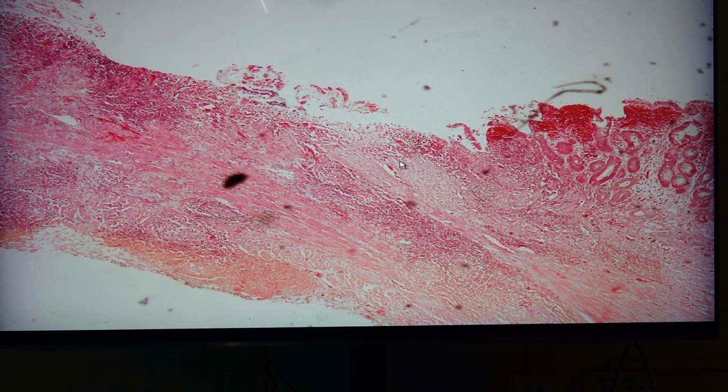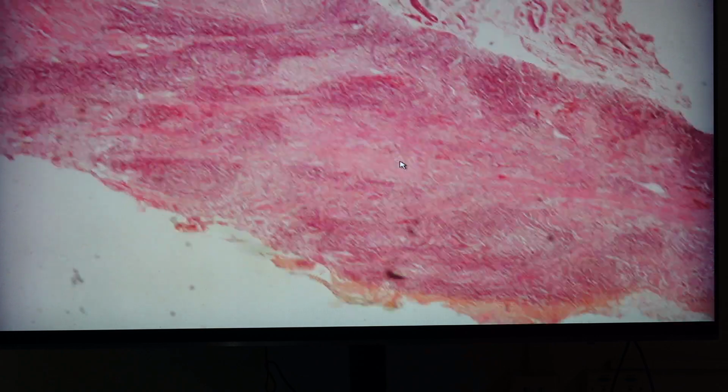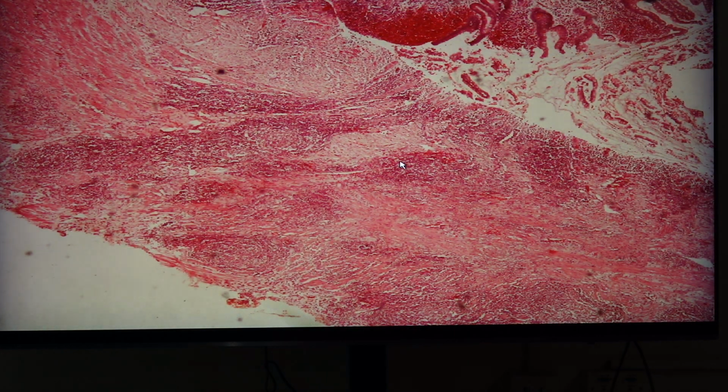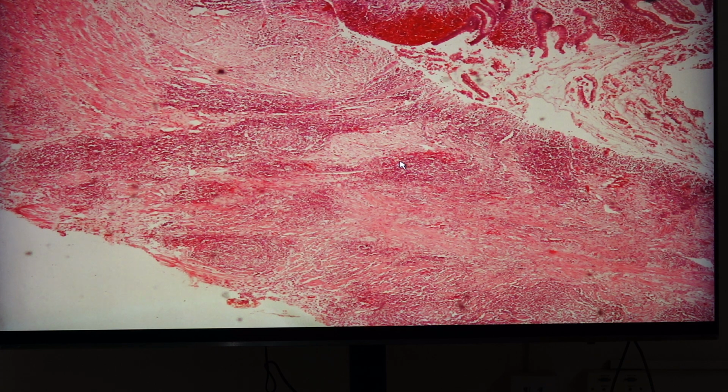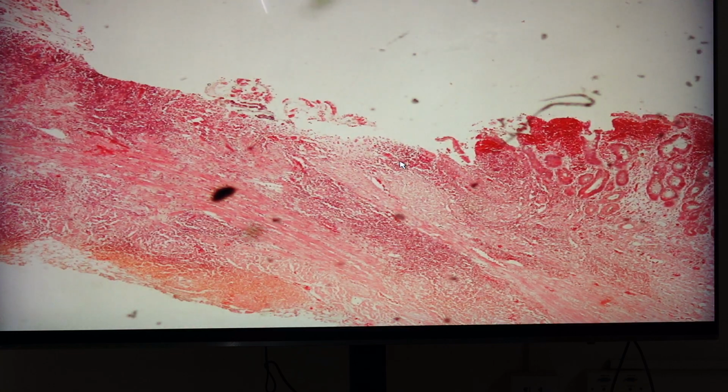So we have two forms of IBDs. We have the Crohn's disease and the ulcerative colitis. There are differentiating features for them, but there can be an overlap of the features. So for Crohn's disease, one of the main features that would be highlighted would be the manner to which we would see the inflammation. Okay, so there's an ulcer.